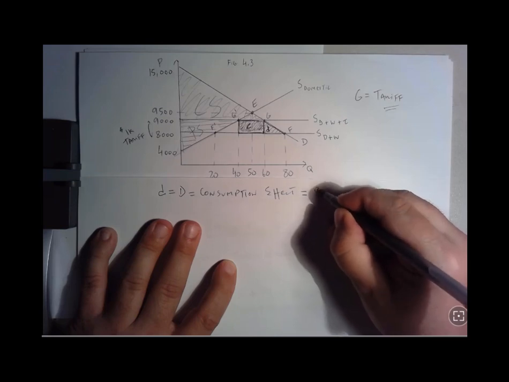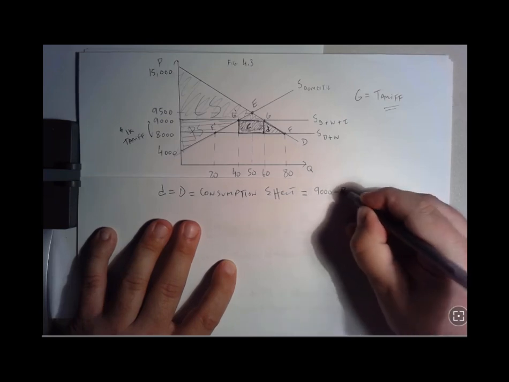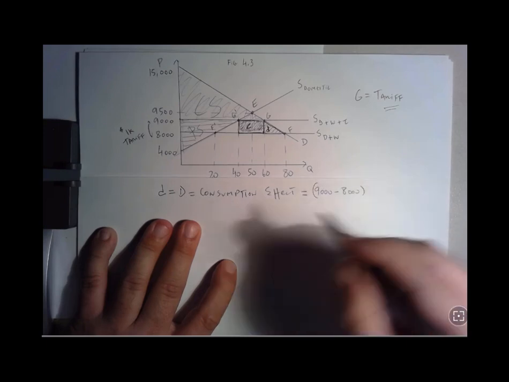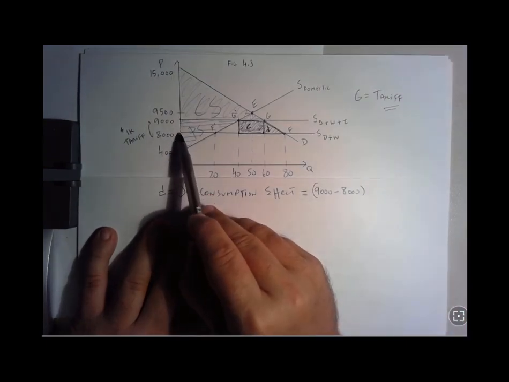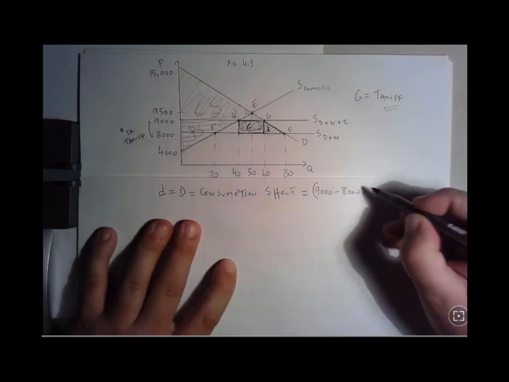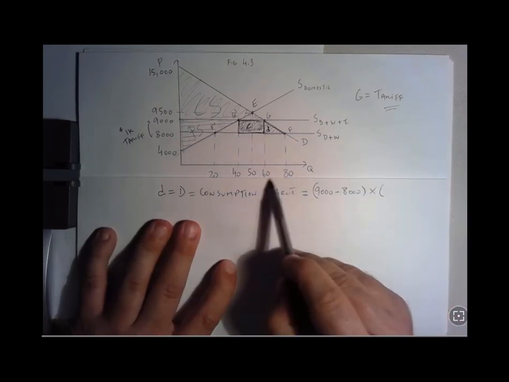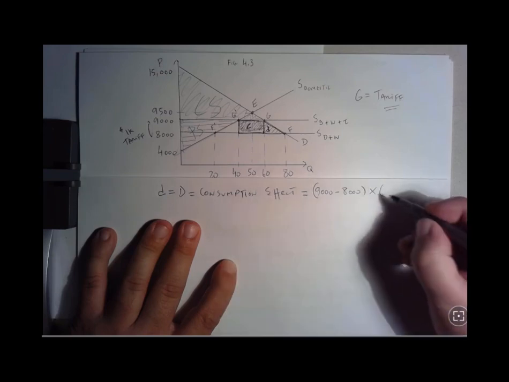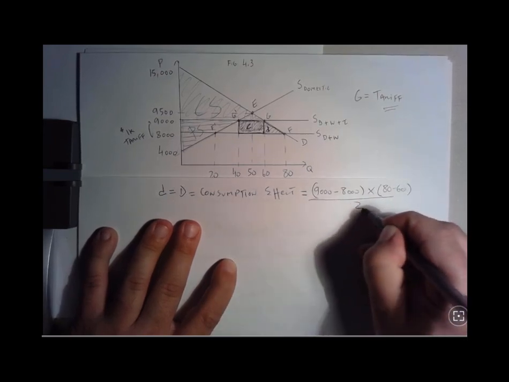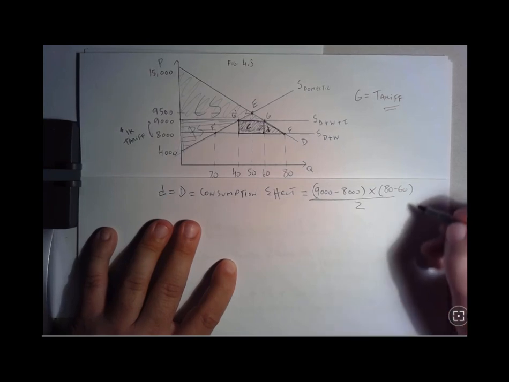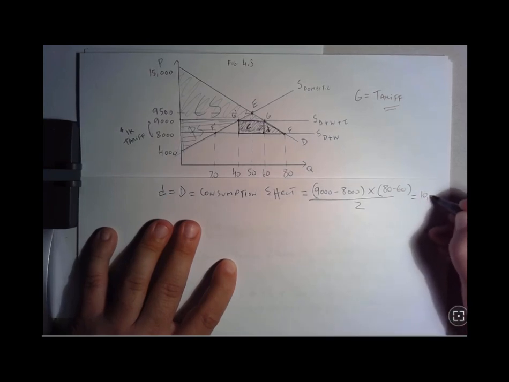So that can be seen as 9,000 minus 8,000. How much is the equilibrium price after the tariff? How much was it before the free trade? Times the change in consumption. So initially it was 80 and now it's 60. Divided by 2. And this amounts to $10,000.